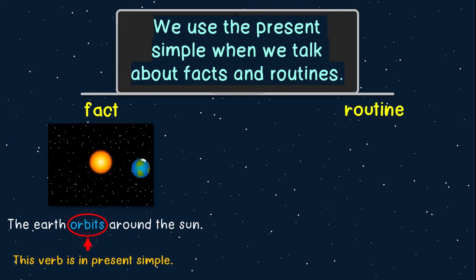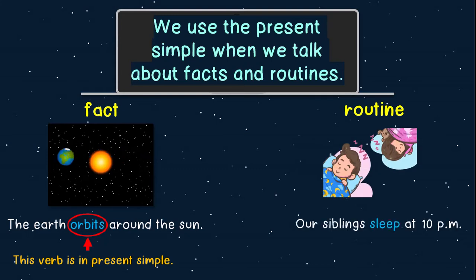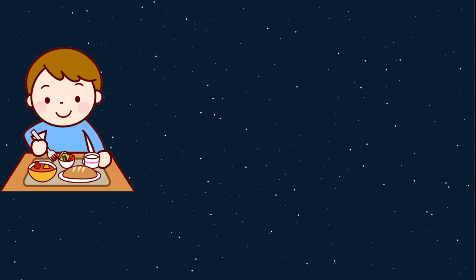Next, routine. This is an example of routine. Our siblings sleep at 10 p.m. In this sentence, sleep is the verb and this verb is in present simple. Okay, what is the boy doing? He is eating. The verb is eat.